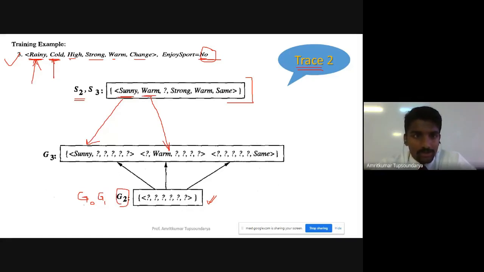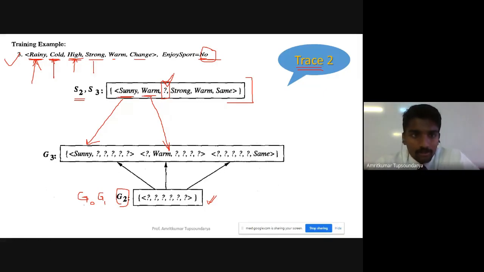So when we consider this high, the third attribute of the training example, it is high, but here we have a question mark. That means any value is accepted. So we are not going to create a new hypothesis because the third attribute value can be any value. So high can be accepted. Though it is a negative training example, the S2 hypothesis says that we have a question mark here, meaning any value is accepted. So we will not make a brand new hypothesis here.